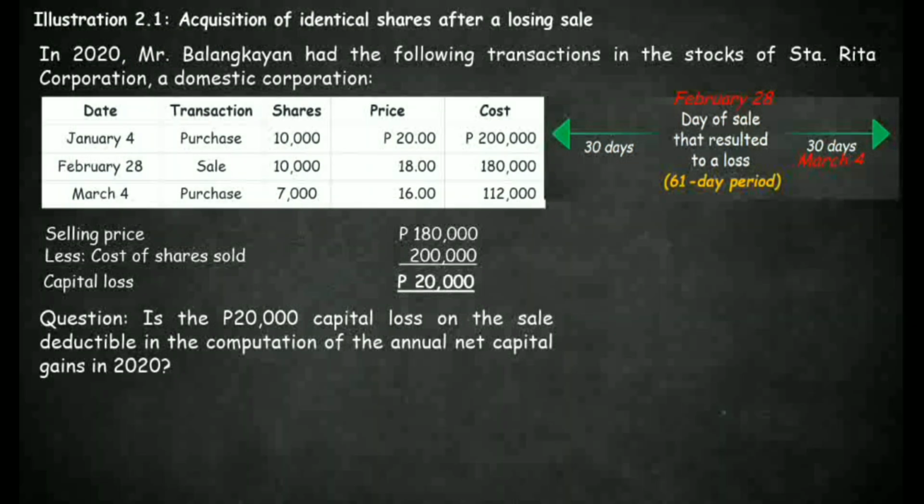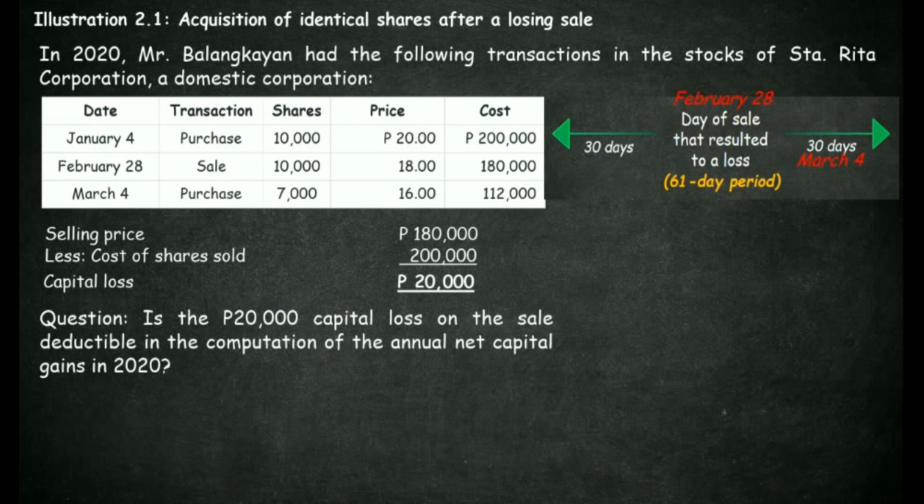So, yung capital loss in relation to the 7,000 shares that were sold and replaced, yun yung i-defer. But, the remaining 3,000 shares, di ba kasi yung binenta is 10,000 shares, tapos yung nagkaroon ng replacement is the 7,000. So, the 3,000 remaining shares, eto yung walang replacement. So, the capital loss in relation to the 3,000 shares na walang replacement, that would be deductible in the computation of the capital gains.